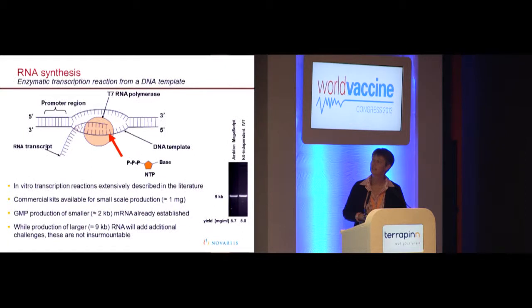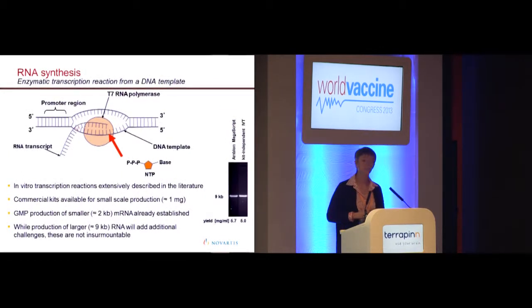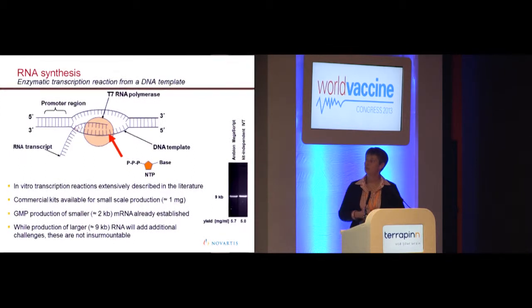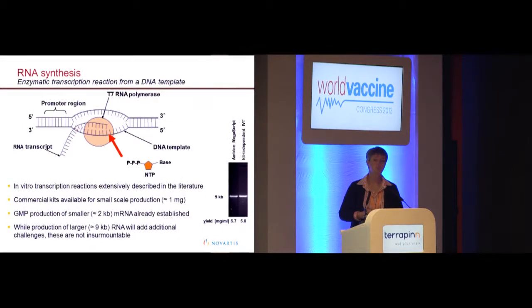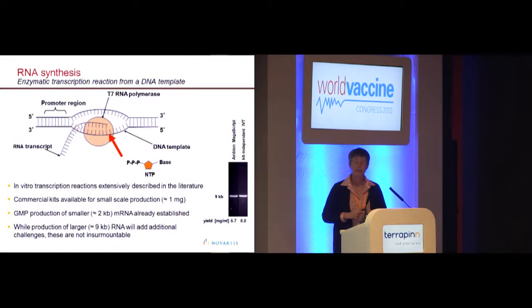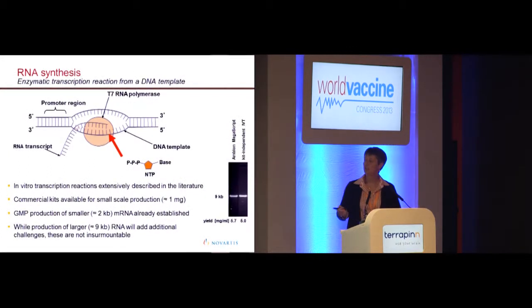How does SAM get produced? As I mentioned, it is a simple enzymatic transcription reaction starting from a DNA template. This is based on T7 RNA polymerase, for which in vitro transcription reactions are extensively described in the literature. There are commercial kits available for small-scale production of about 1 milligram of RNA. We already have GMP production ready for small RNA of about 2 kilobases. There are still some limitations with the production of larger 9 kb RNA, but this is not insurmountable.